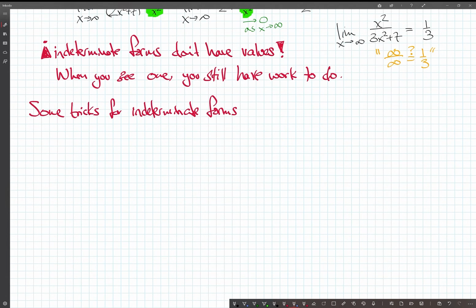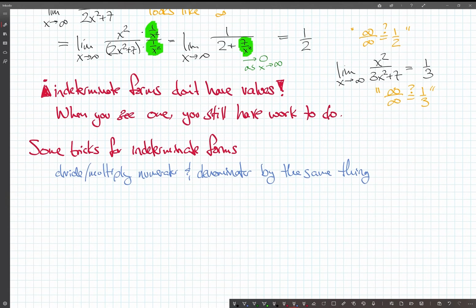What kinds of things can you try? The first thing we could try is the one we just did, which is to multiply or divide the numerator and the denominator by the same thing. You'll have to pick what you multiply and divide by so that it takes care of the problem, right? So that it takes care of the infinity. That's why we picked 1 over x squared, because the kind of infinity we had on the top was an x squared kind of infinity, so we needed to kill it with an x squared kind of infinity.